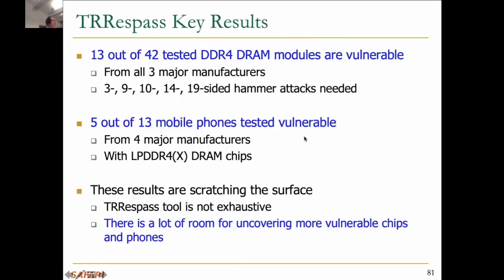So the key result is basically we found out that 13 out of 42 tested DDR4 modules are vulnerable, from all 3 major manufacturers, and you can see the different types of attacks. And 5 out of 13 mobile phones that we tested are vulnerable, from 4 major mobile phone manufacturers. And I believe these results are just scratching the surface because our tool is not exhaustive. There's a lot of room for uncovering more vulnerable chips and phones because RowHammer testing is not a simple problem.